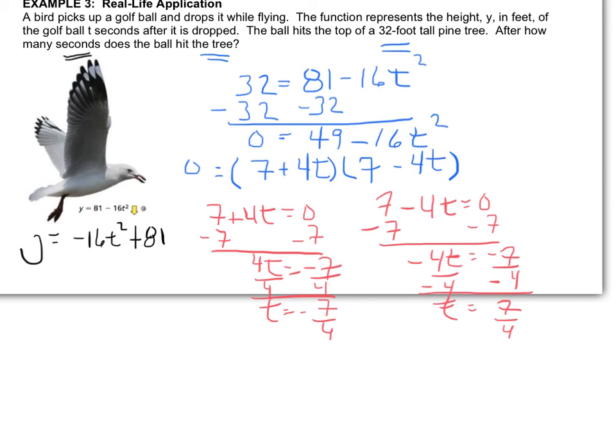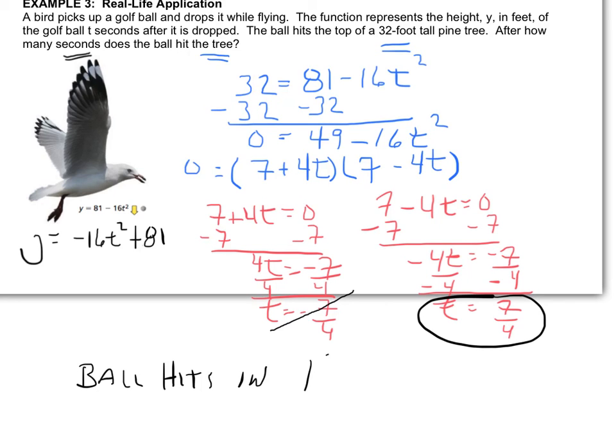However, the question is asking for how many seconds until the ball hits the tree. Well, unless we're going backwards in time, it doesn't really make any sense to say that something is hitting at negative 7/4 seconds. So again, this is a solution to the equation, but we're going to throw it out because it's what we call an extraneous solution, where it doesn't really make any sense to this problem. So that means I am going to grab this solution over here, and I'm going to say that the ball hits in 1 3/4 seconds.